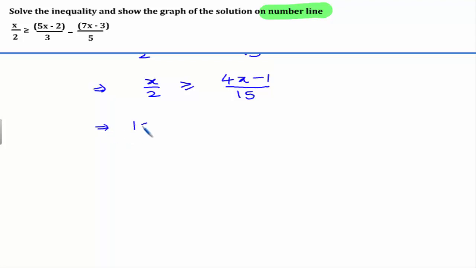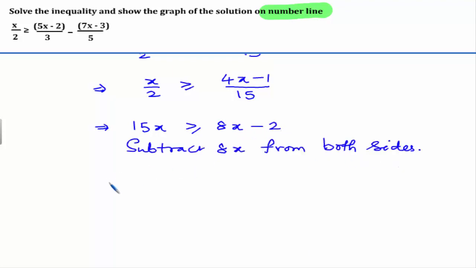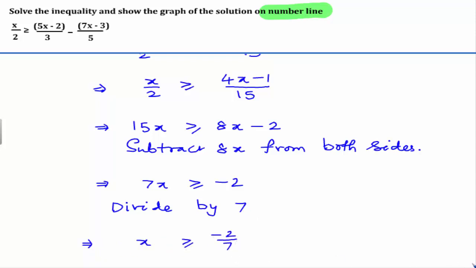Now let us cross multiply them. We get 15x ≥ 8x − 2. Now let us subtract 8x from both sides. We get 7x ≥ −2. Now let us divide both sides by 7. So we get x ≥ −2/7.